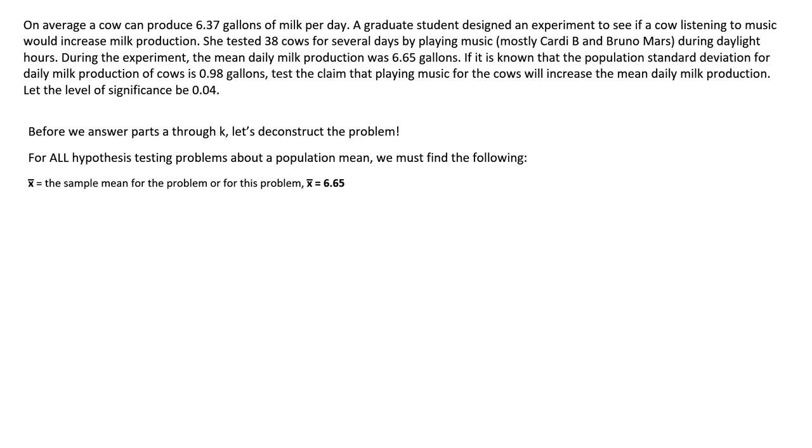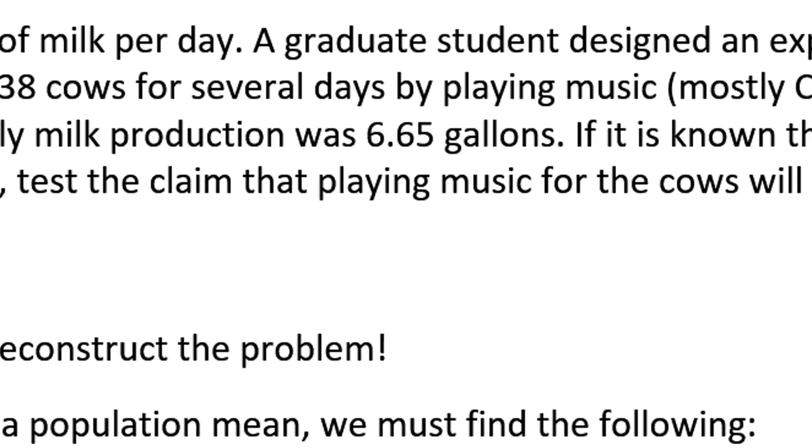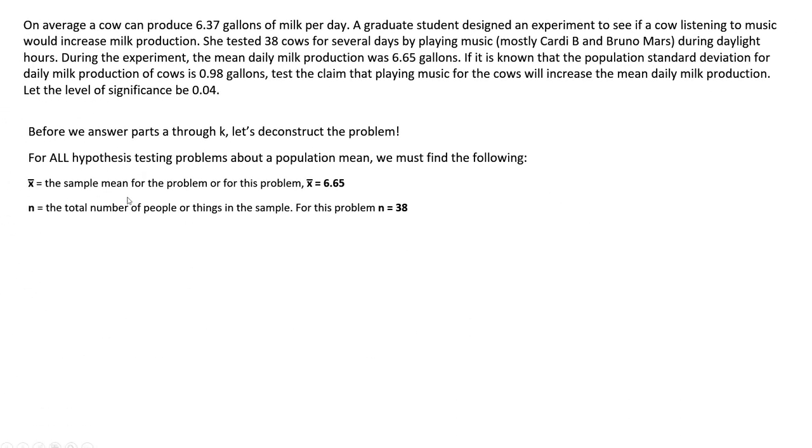For all hypothesis testing problems about a population mean, we must find the following first. X bar, and that's the sample mean. That's the experimental mean. For this problem, we know that it's 6.65. And it says that right over here, it's 6.65 gallons with the experiment on the 38 cows. We need to find the total number of people or things in the sample, n. For this problem, n equals 38 because there are 38 cows.